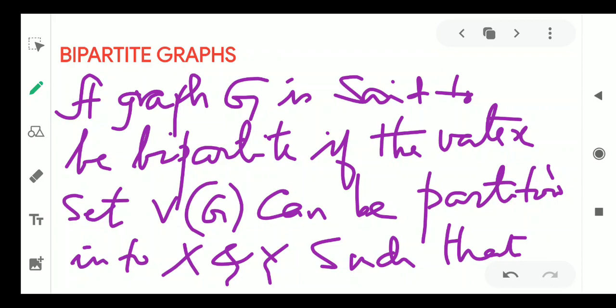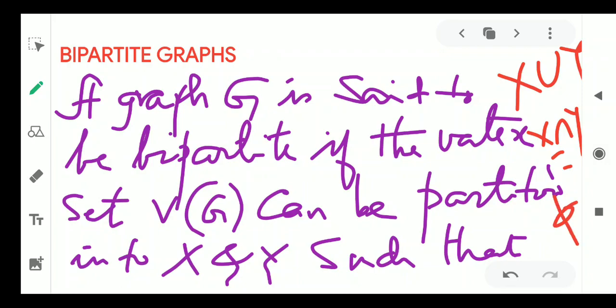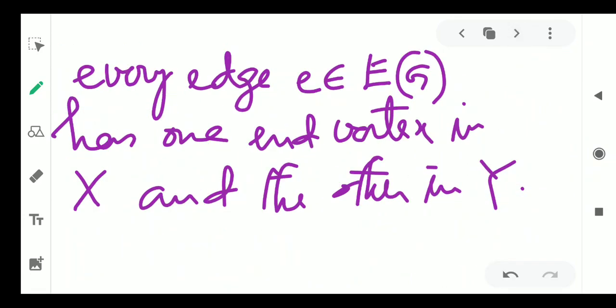Partition means V of G can be written as X union Y with X intersection Y as phi. There is no common element between X and Y. X contains certain vertices and Y contains certain vertices, and there is no common vertex to both of them. So the vertex set can be partitioned into X and Y such that every edge of the graph, e belonging to E of G, has one end vertex in X and the other end vertex in Y.